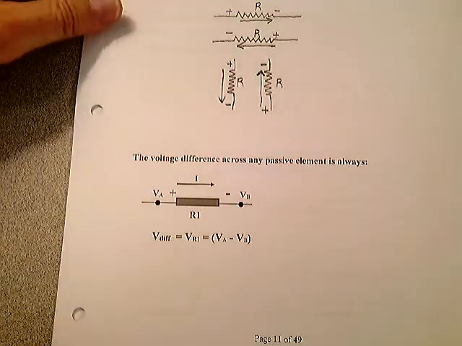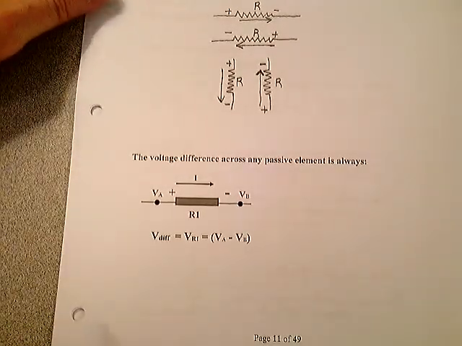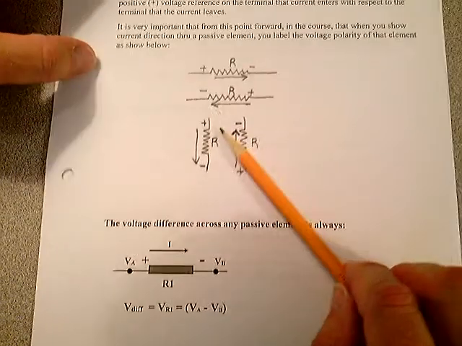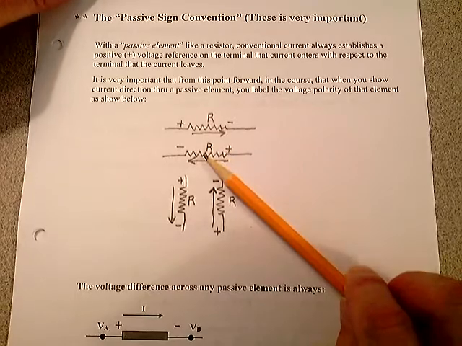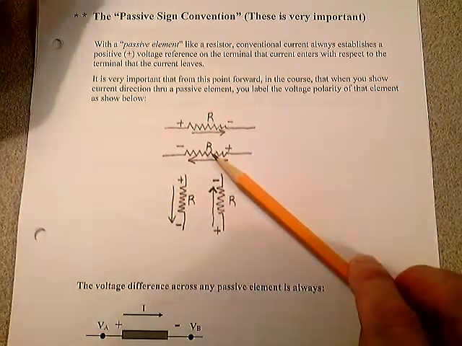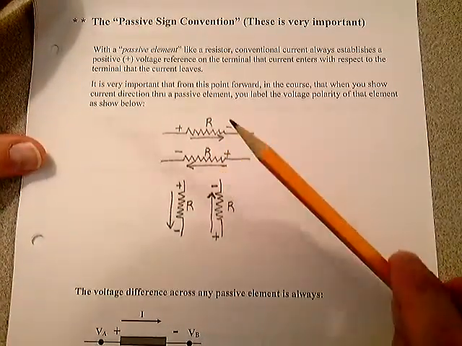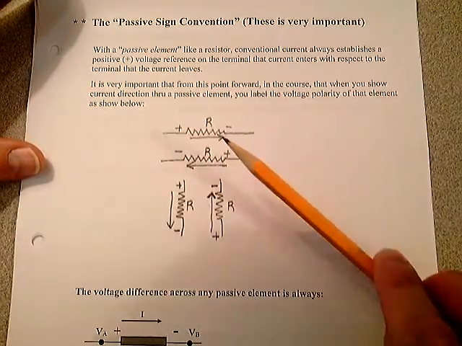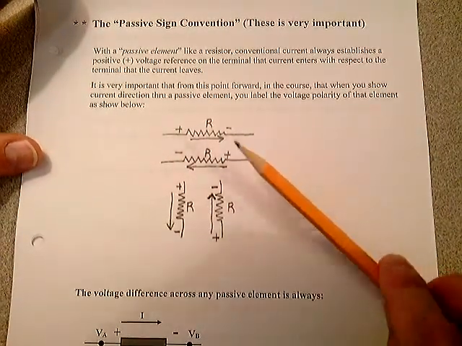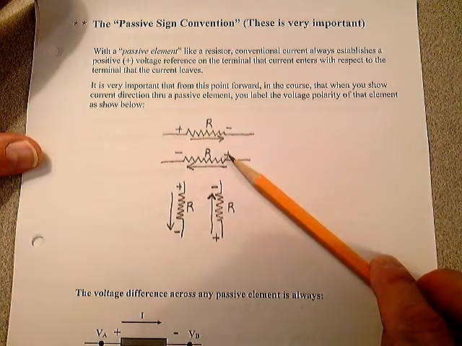Nice problem. Passive sign convention. This is very, very important. Every semester I talk to the students about this, and some students take me seriously and some students don't. You have to understand passive sign convention. You have to use it or you won't be able to write your equations and you'll get confused by the time we get to chapter 3.